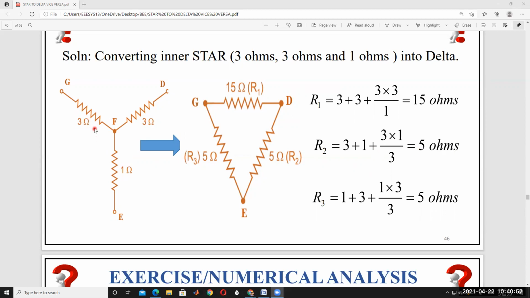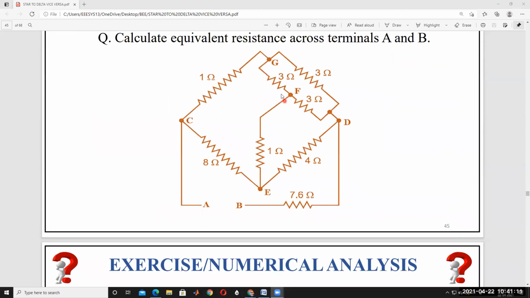Addition of these two, that is 3 plus 1, and multiplication of these two, 3 into 1, divided by another resistance, the third resistance, that is 3 ohms. So we'll get 5 ohms. So that is star to delta conversion. So this circuit is reduced like this, star to delta.